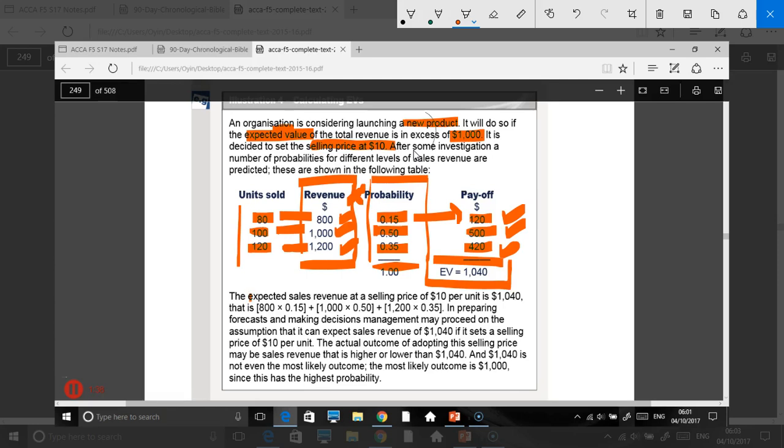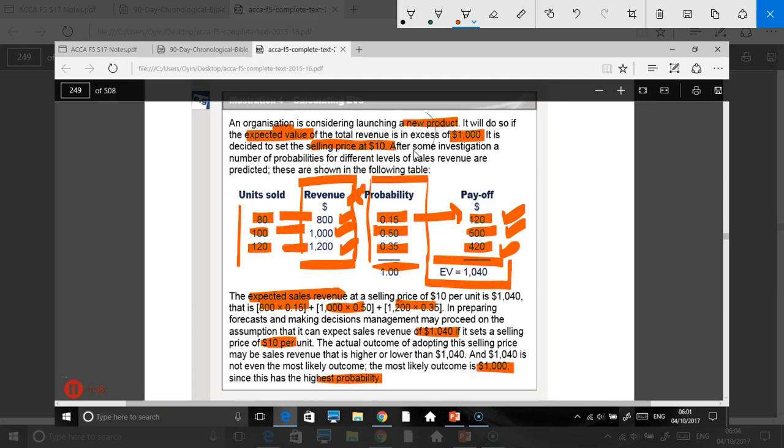So the expected value, the expected average revenue given the probabilities, is found by multiplying the revenue times the individual probability for the three situations and adding them together. It's an average, really. We don't know what's going to happen, but at least we have some information from the research we've done. So we can expect 1,014 with a selling price of £10, and it is greater than £1,000. So that's fine. We will go with making this product.